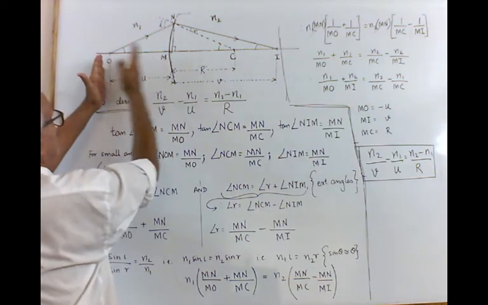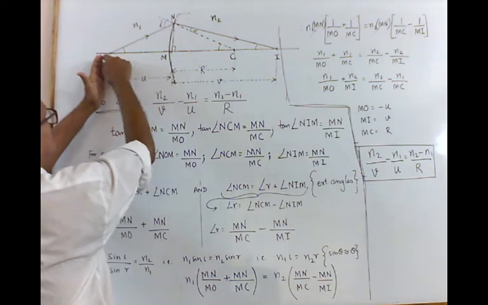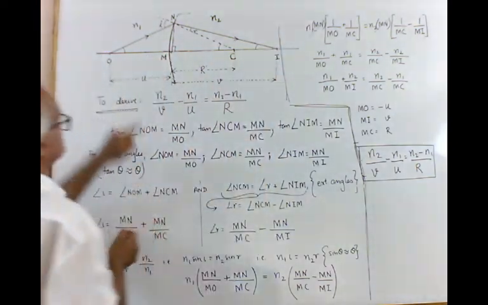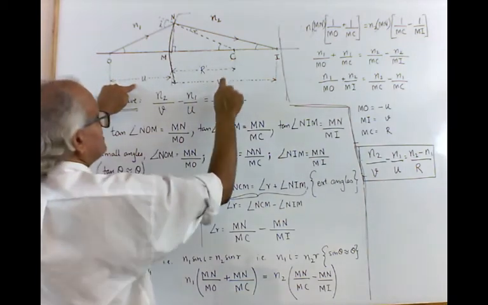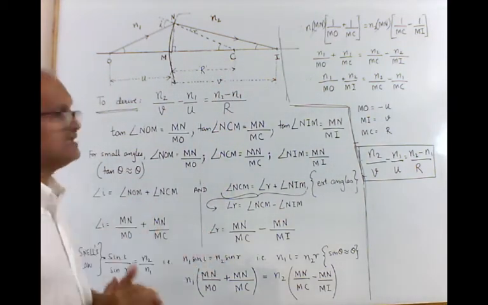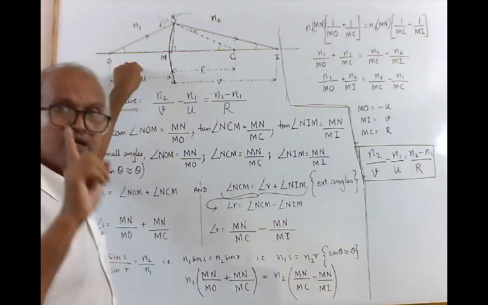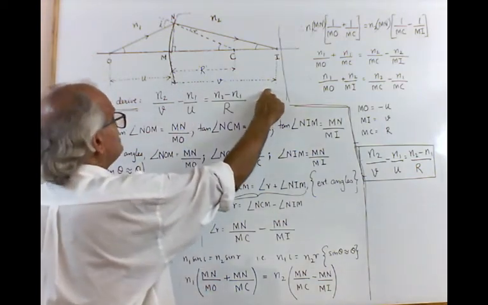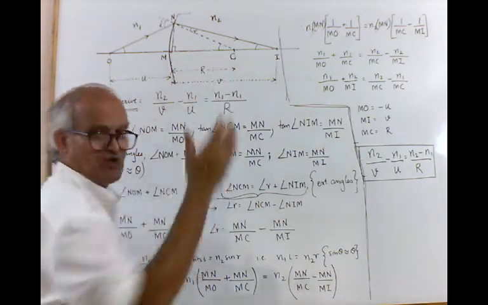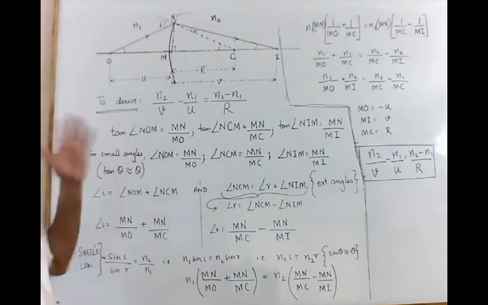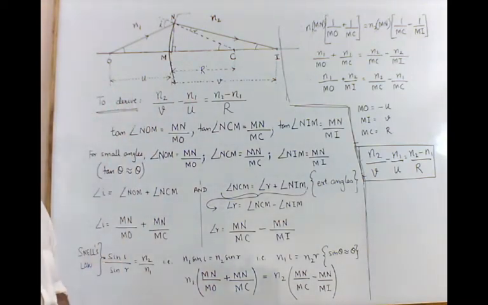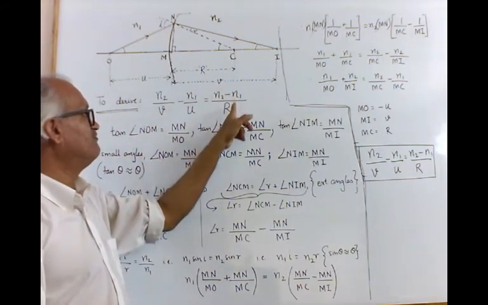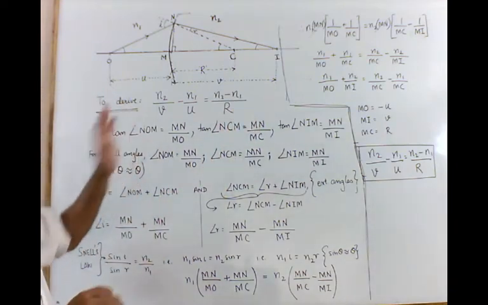From M to O, we measure from the pole, so this becomes the object distance. From M to I, this becomes the image distance. So we have marked this u, we have marked this v. According to the Cartesian sign convention, u will be negative because we are measuring in the negative direction. v will be positive and R, the radius of curvature, will also be positive. Now we want to derive, as we said, n2 upon v minus n1 upon u is equal to n2 minus n1 upon R. Now we start deriving this.